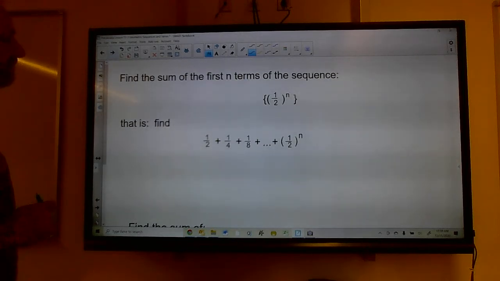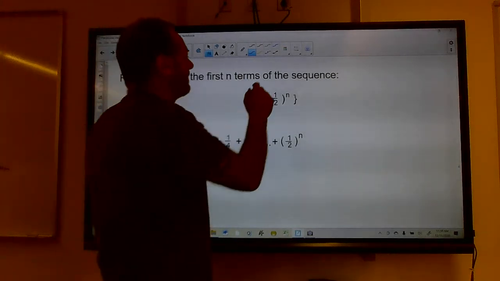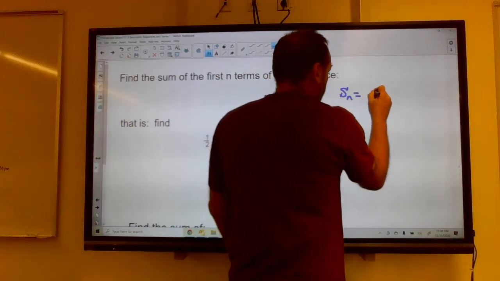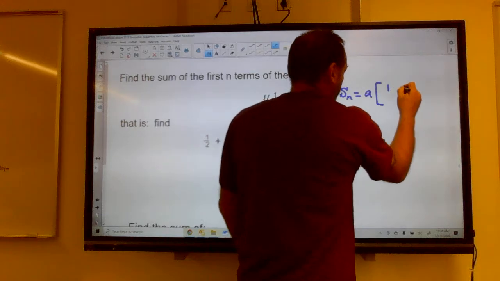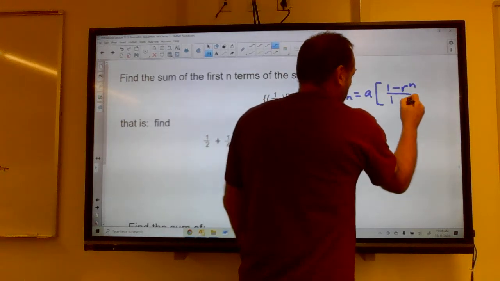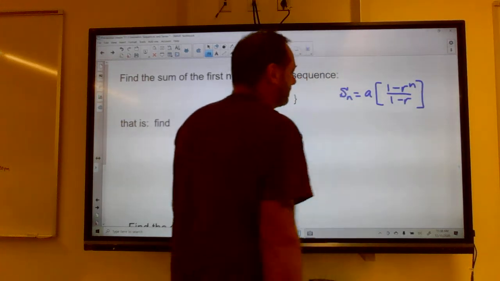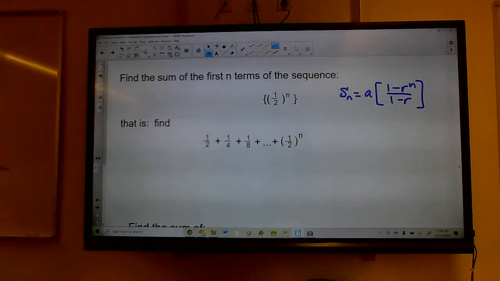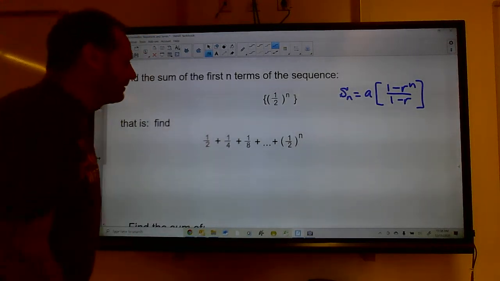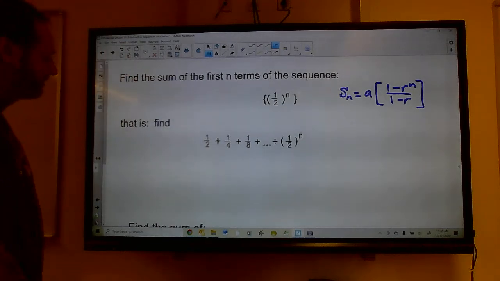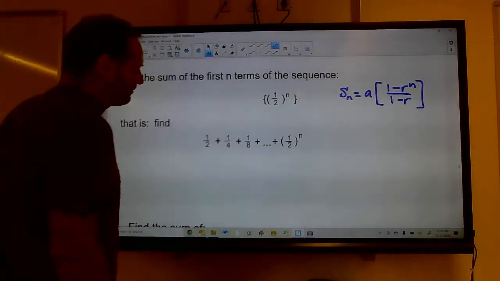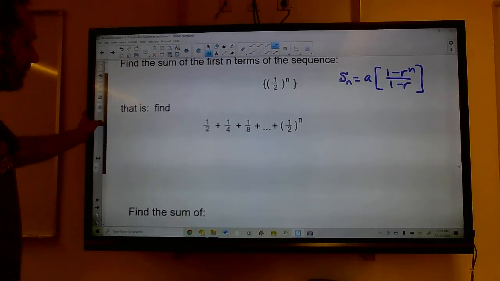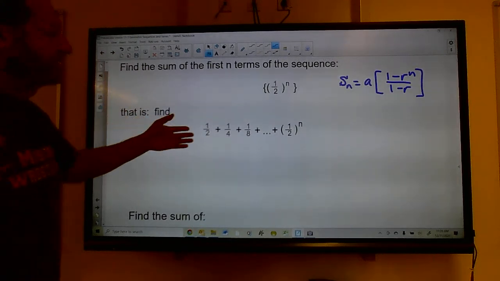Okay, so find the sum of the first n terms of the sequence. It's not a bad idea to write down our formula every time we use it, because it helps us to remember it, first of all, and it tells us where everything goes. So there's our formula. And we're going to use the sequence 1/2 to the n power. So that is, find the sum of 1/2 plus 1/4 plus 1/8 plus dot dot dot plus 1/2 to the n power.